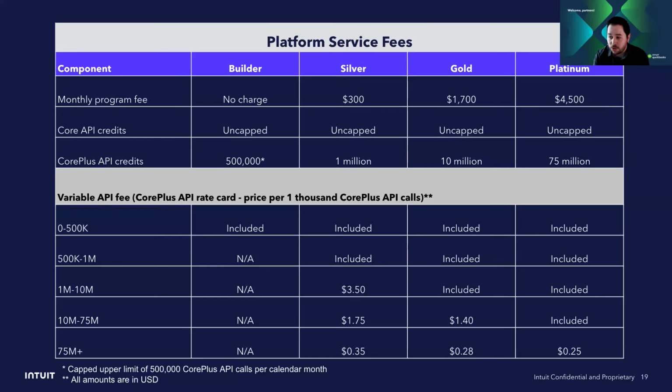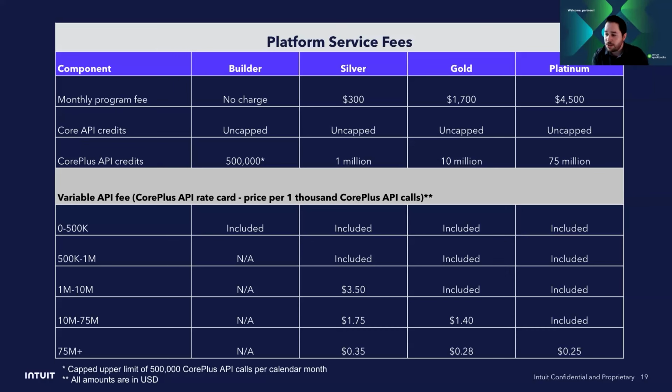Now, the Builder tier will include 500,000 credits per cycle, and any Core Plus API calls made above the included monthly credit will be blocked. So effectively, a 429 error will be returned if a partner is in the Builder tier and they have made more than 500,000 Core Plus API calls in the cycle.